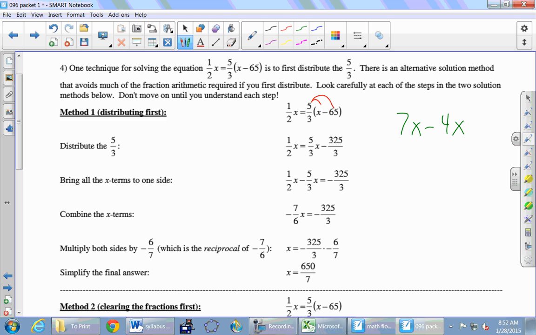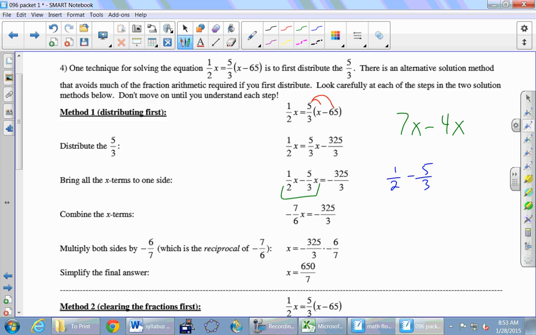Right? We all know we just subtract those numbers in front of the x's. Okay, well, this guy right here looks an awful lot like 7x minus 4x. It's just different numbers, right? It's not a 7, it's a 1/2. And it's not a 4, it's a 5/3. But whatever we did with the 7 and the 4, we just do the same thing with the fractions. So what did we do with the 7 and 4? We subtracted them. So what are we going to do with the 1/2 and 5/3? We're going to subtract them.